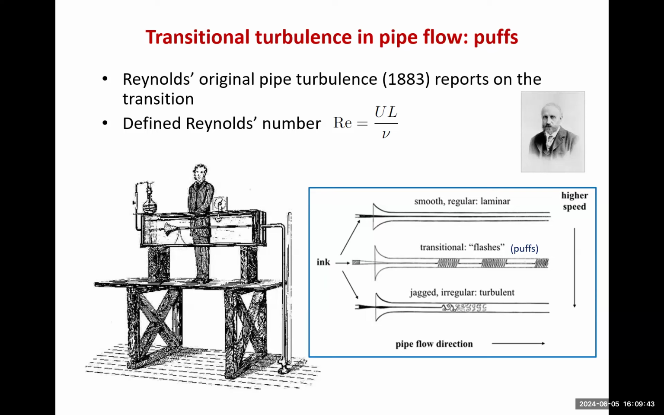Okay, so this is Mr. Reynolds. We made the Reynolds number 1883. And there's this pipe over here. What he did was he injects dye ink into the pipe. If the flow is laminar, it's just smooth. If the flow is turbulent, it gets jagged. And what it does is this: smooth, then turbulent, laminar, turbulent, laminar, turbulent, like that. Okay, that's a very weird thing. He called these things flashes, but we call them puffs today. So that's what he discovered.